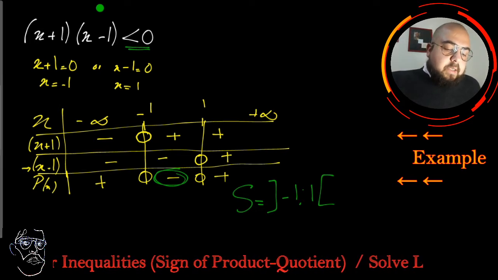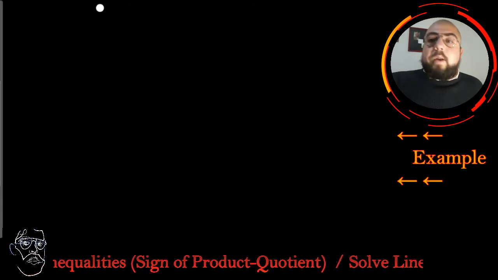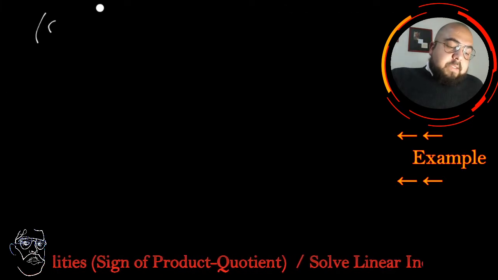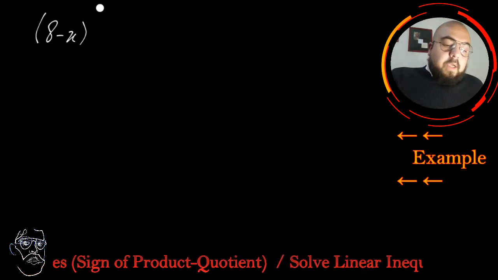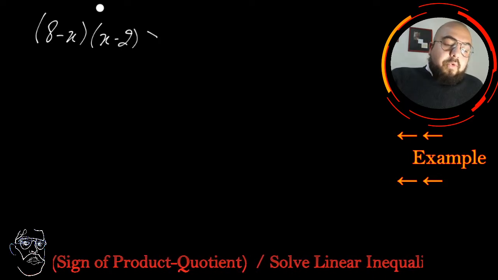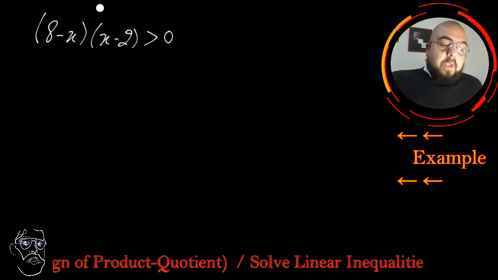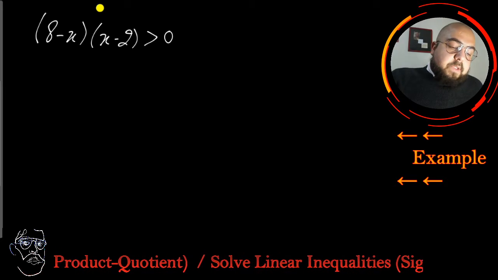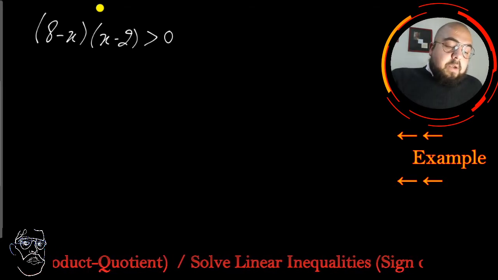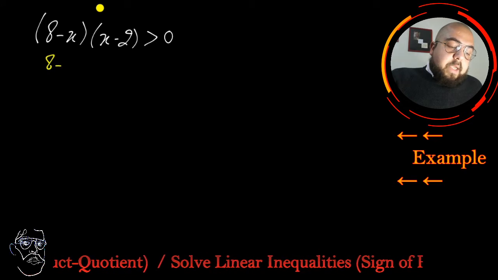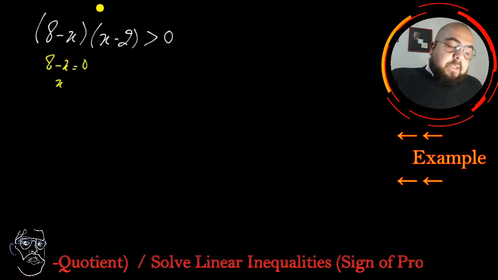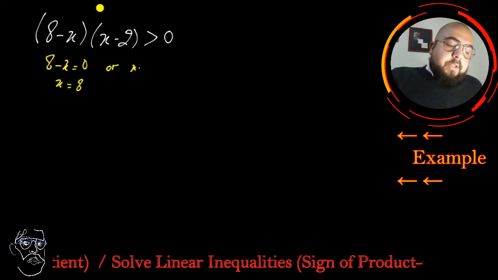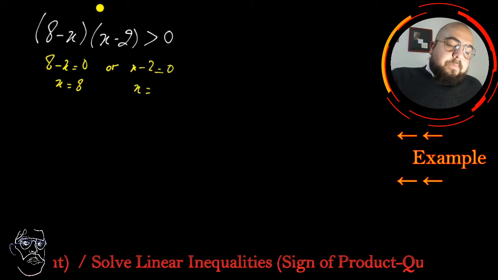All right, let's take a new example. What about this case? 8 minus x times x minus 2 greater than 0. All right, again, the first step is to consider it as a simple equation. So you will have to solve its factorized form. It's easy to solve. So you will have to say 8 minus x is equal to 0, x is equal to 8, or x minus 2 is equal to 0, x is equal to 2.